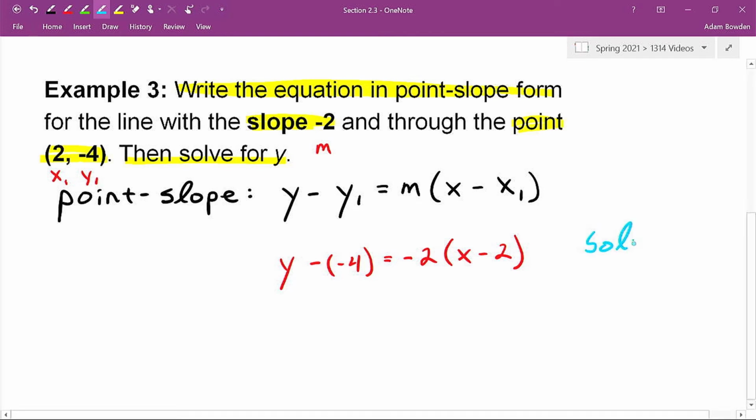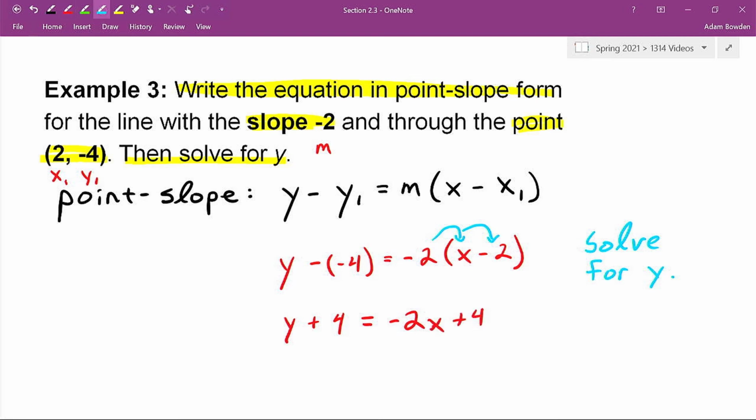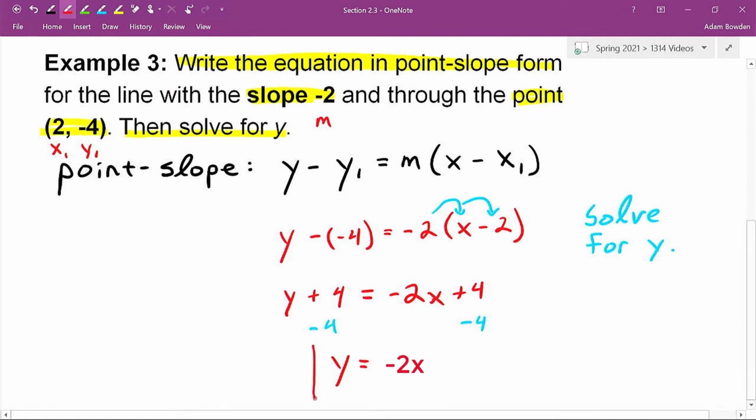And then from here, we'll go ahead and solve for y. We can make this into y plus 4 is equal to, and I'll distribute the -2 to the parentheses to get -2x plus 4. Solving for y, we'll subtract the 4 over and get y is equal to -2x.